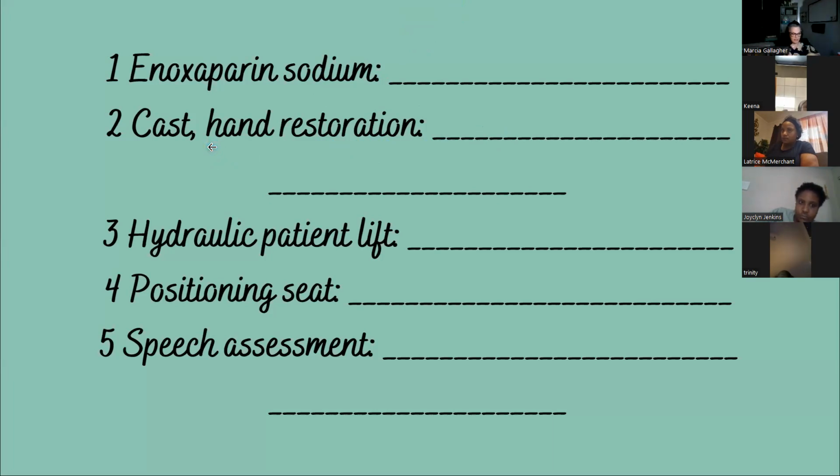Now we're going to get into our index. What do you guys think that we need to look up? What would be our key term that we need to look up in our index? Would it be cast? Right, cast. Very good.